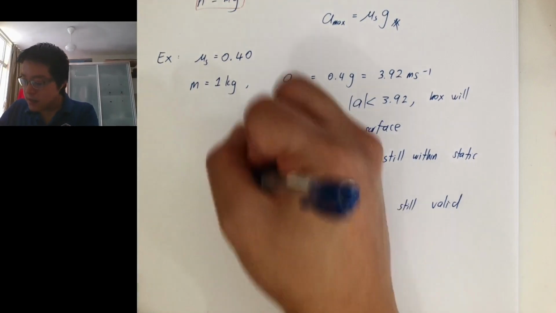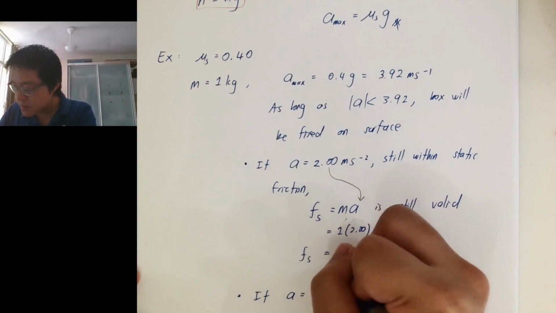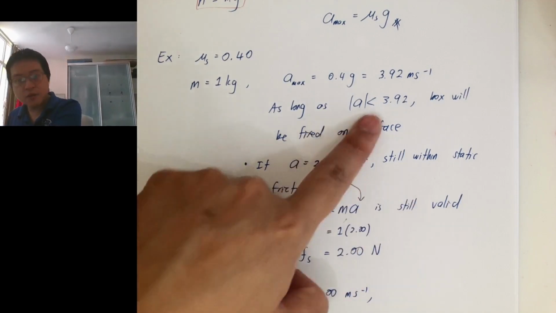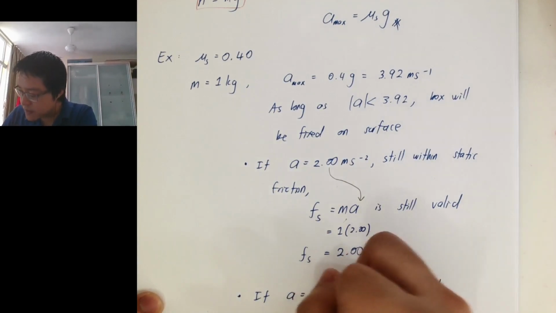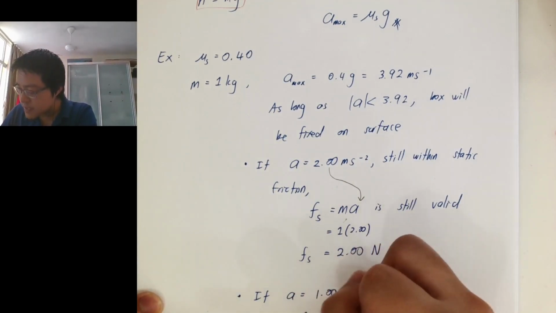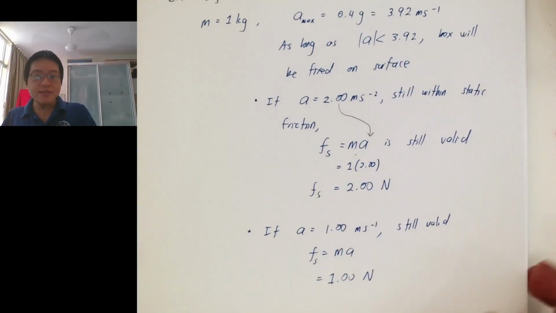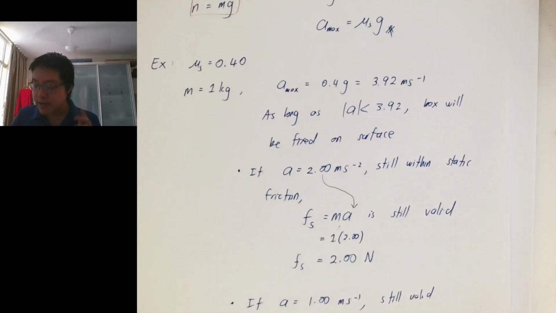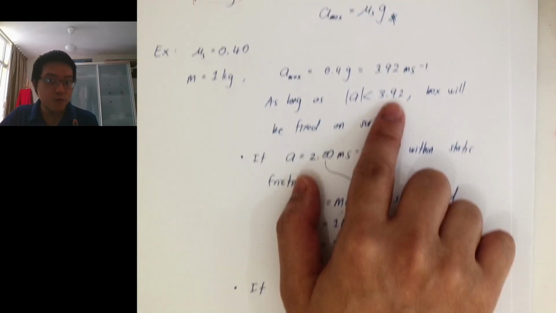Okay. Now, if I accelerate at some other number, so let's say 1 meter per second squared, it's still within static friction, right? It's still smaller than 3.92, so still valid. My equation is still valid. The static friction is equal to mass times acceleration. So over here it is 1 newton. Okay, so notice that the static friction automatically changes if you change your acceleration. It is because of this equation, as long as whatever acceleration I'm using is less than 3.92.